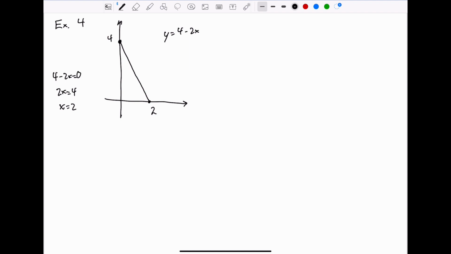Now we can use the formulas for the centroid to find the center of mass of this lamina. So x bar is 1 over the area times the integral from a to b of x times f of x dx. Y bar is 1 over the area times the integral from a to b of 1/2 f of x squared dx.